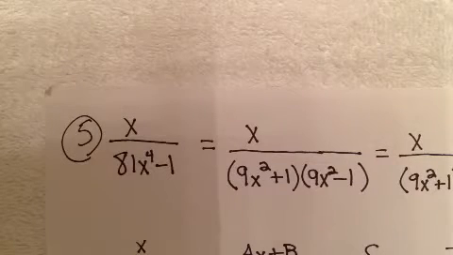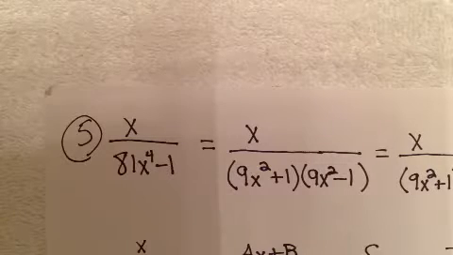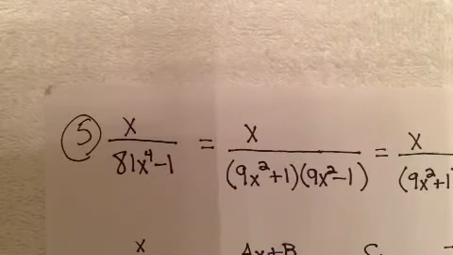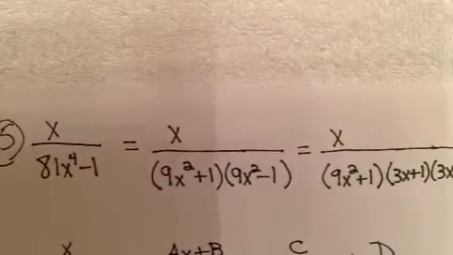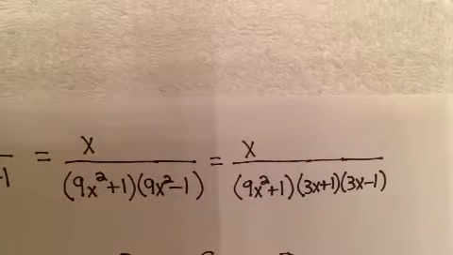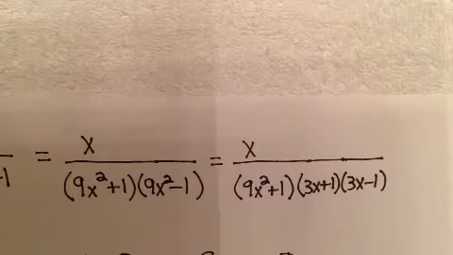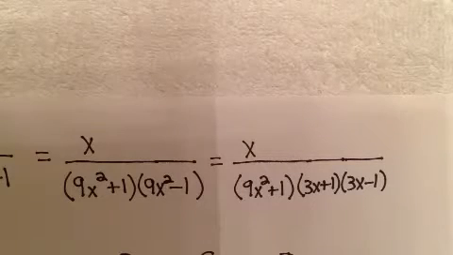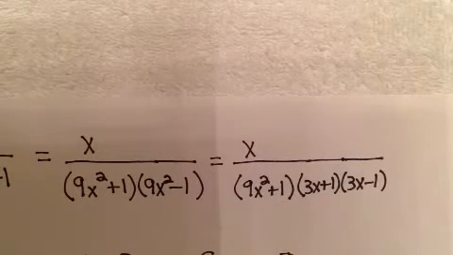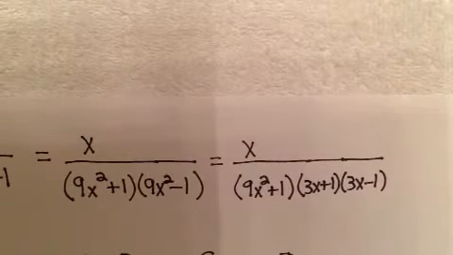And as we look at factoring, though we cannot factor a sum of squares, we can with the difference of squares, 9x squared minus 1. And so for the ratio, we can factor further to x all over the quantity 9x squared plus 1 times the quantity 3x plus 1 times the quantity 3x minus 1. And in this resulting ratio, we're going to set up the partial fraction decomposition.